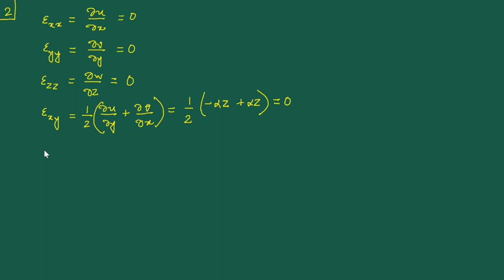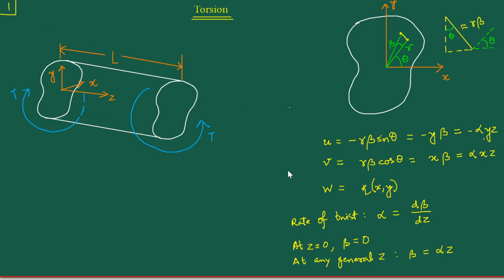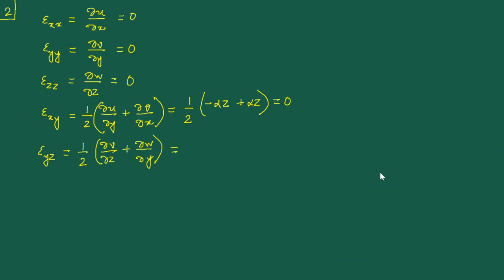Next, epsilon yz. We have del v del z plus del w del y. Well, v is alpha xz, so del v del z is nothing but alpha x plus, you see, this w is a function through its representation in terms of kappa. It is a function of x and y, but you don't know its exact form. So we have to keep it as it is.